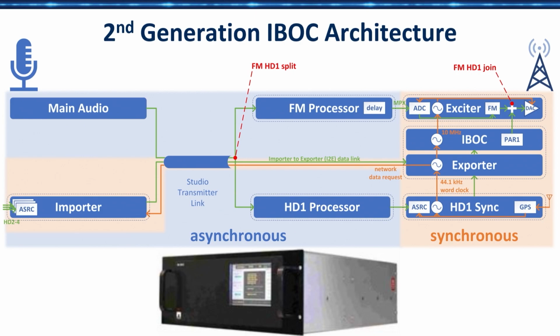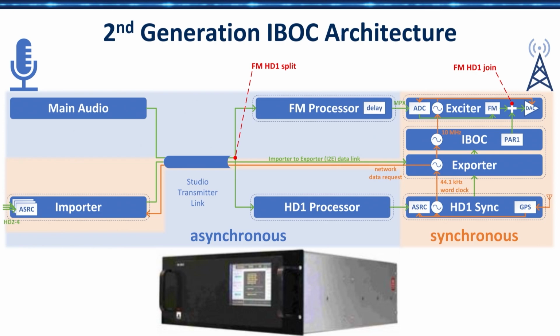And it was a single box that took the HD1 audio in, did all the encoding in the exporter function, the modulation in there, and then there was a connection into the exciter to add it into the already existing FM audio chain. So really at that point, HD was a bolt-on. It was all at the transmitter site, but it was a fairly simple, easy box. But at that time, we were not too worried about time alignment yet.